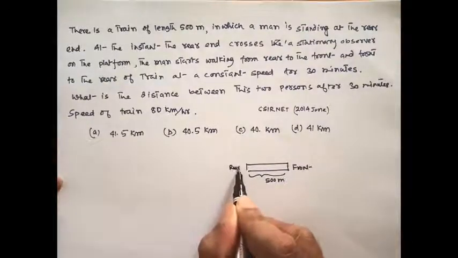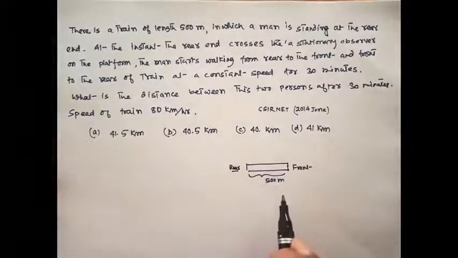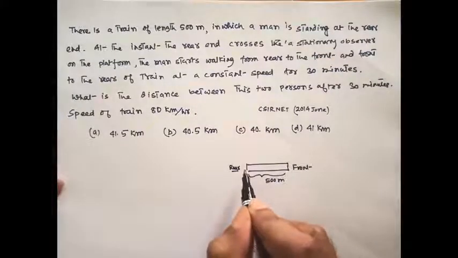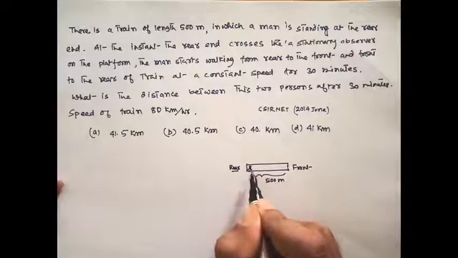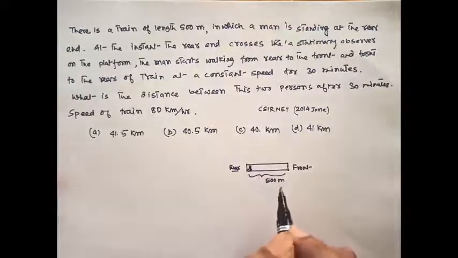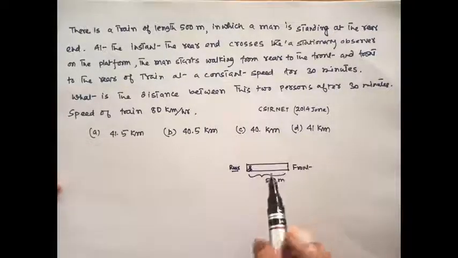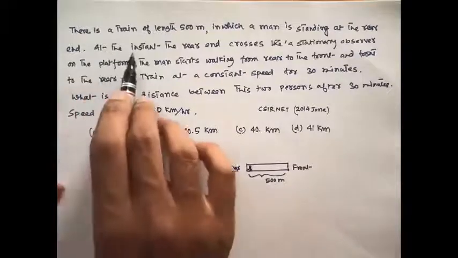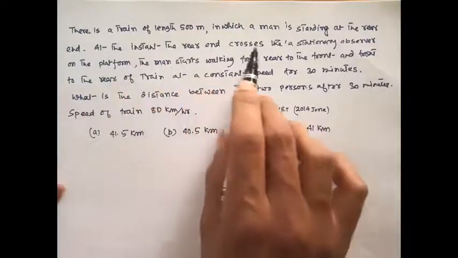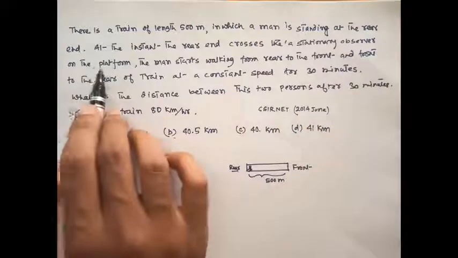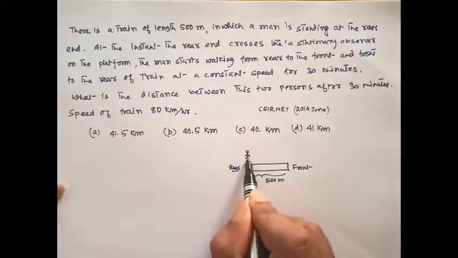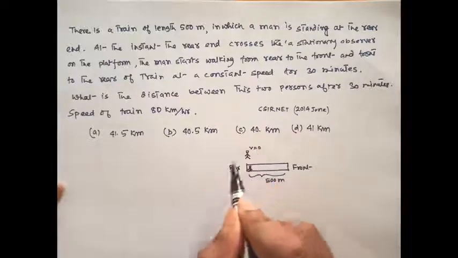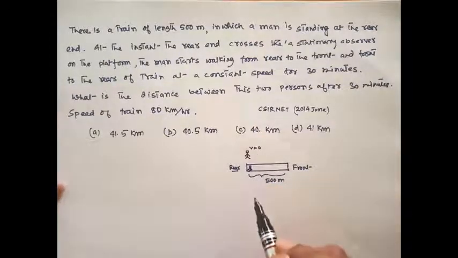So at the rear part there is a person on the train. At some instant, it is given that the rear end crosses the stationary observer on the platform. Suppose there is a platform and the stationary observer is there, whose velocity is 0.